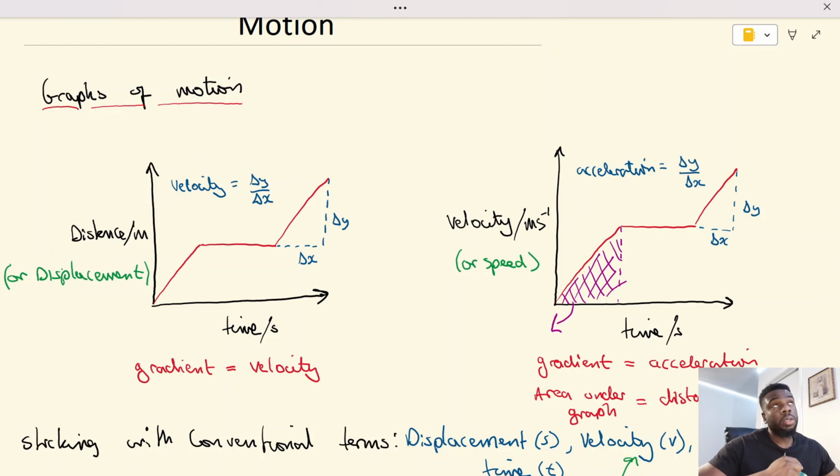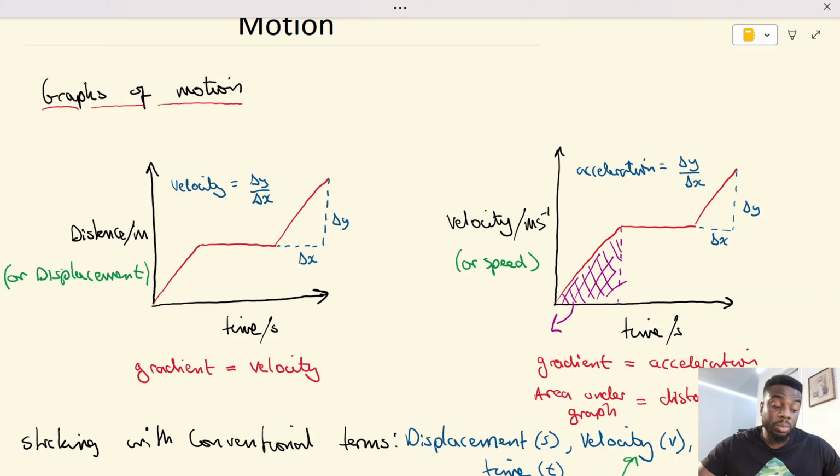In middle school, high school, secondary school, we are taught that to find the gradient of a line, you calculate the change in y over the change in x, and that is what I've done here. So if you wanted to extract the velocity from a distance time graph, you can calculate the gradient of the line.